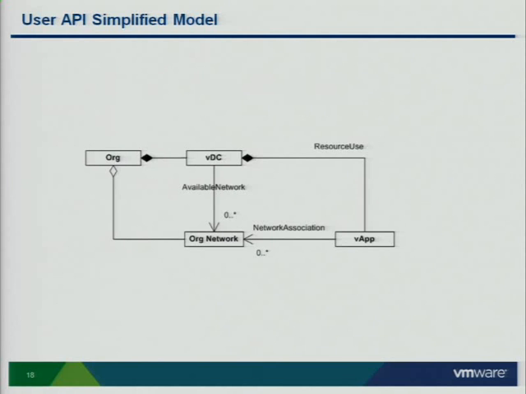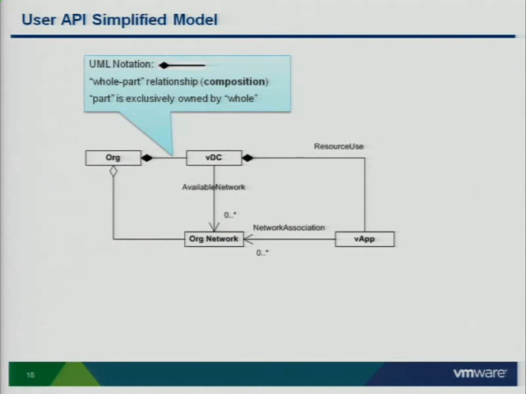And if you look at the model, this is a very simplified model of the API, of the user API. And for those that are not familiar with the UML notation, I will use this notation, called composition, to represent a whole-part relationship where the part is exclusively owned by the whole. In this example, organization is completely owning VDC, meaning that VDCs cannot be shared between different organizations. Also, VDC completely owns VApps.